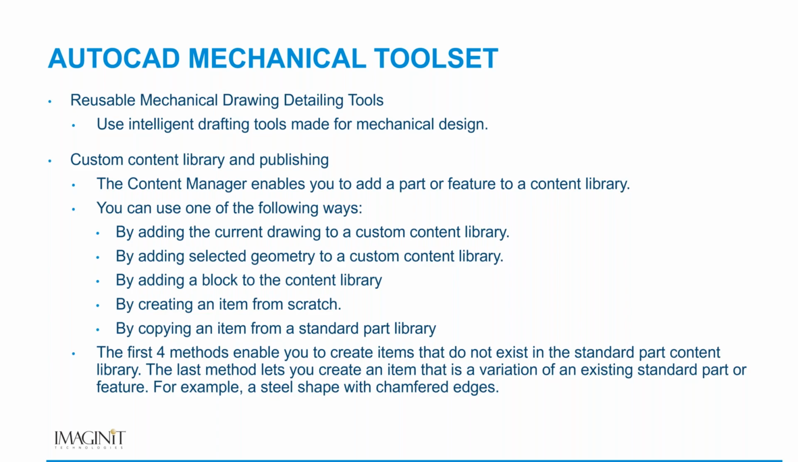The last method lets you create an item that's a variation of an existing standard part, for example, a steel shape with chamfered edges. That's one of the neat things about the AutoCAD Mechanical Toolset: if you have a standard catalog of parts that you use, you can put these into your custom content library, and then they become available for you at a single click in order to bring that stuff in.